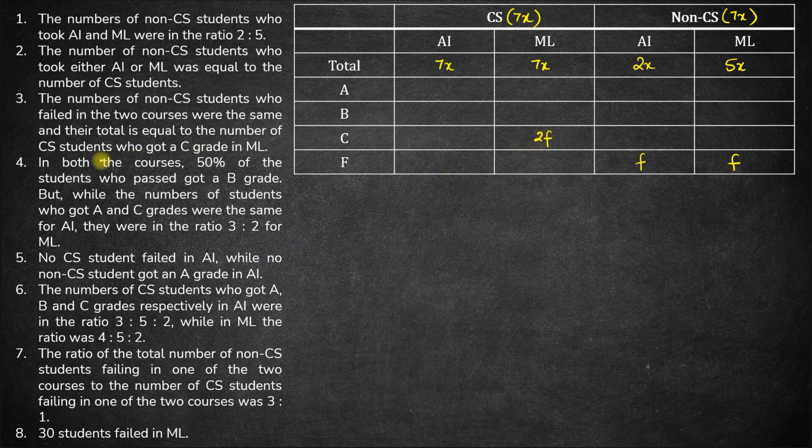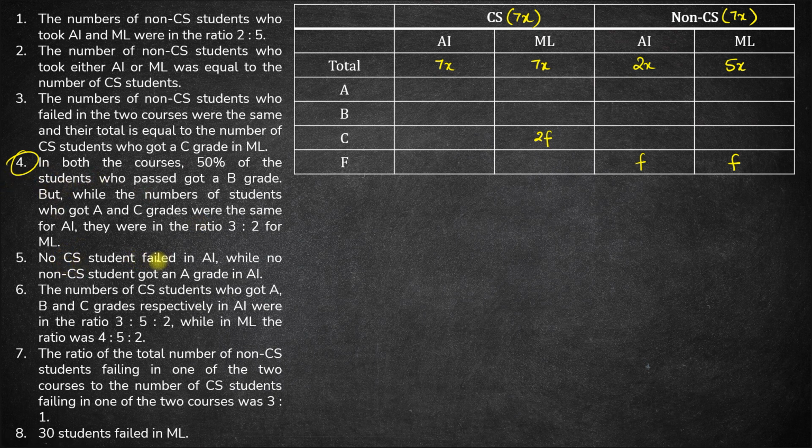Next. In both these courses, 50% of the students who passed got a B grade, while the number of students who got A and C grades was the same for AI. They were in the ratio of 3:2 for ML. This point, let's come back to this point again. The exact information for this is not known. So we'll come back to this point again. We'll hold this point for a while. Let's look at the next point.